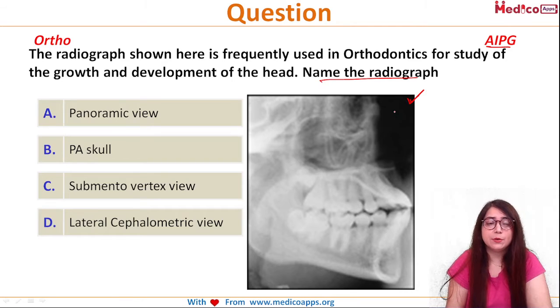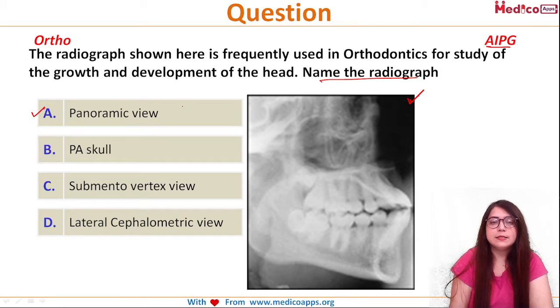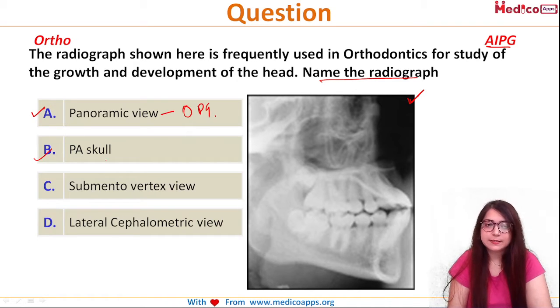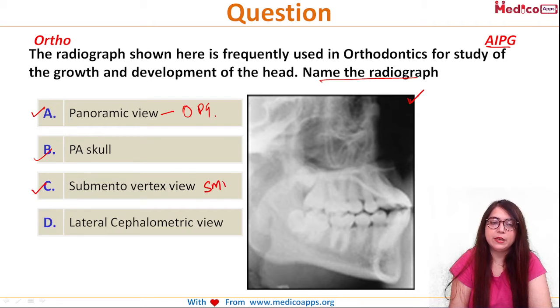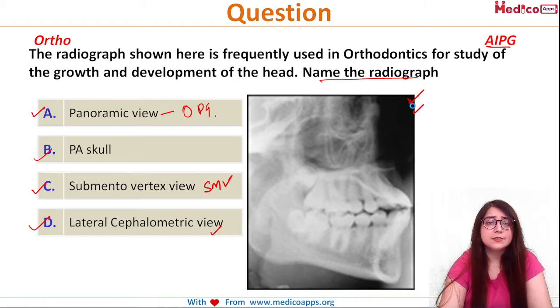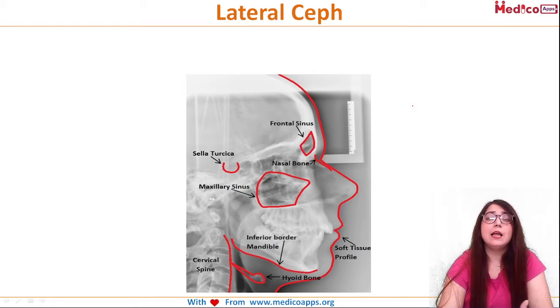The options given were panoramic view, that is the OPG; second, PA skull, that is posterior anterior skull view; submental vertex view, that is SMV; and the last one was lateral cephalometric view, that is lateral ceph. Now this radiograph is basically a lateral ceph.